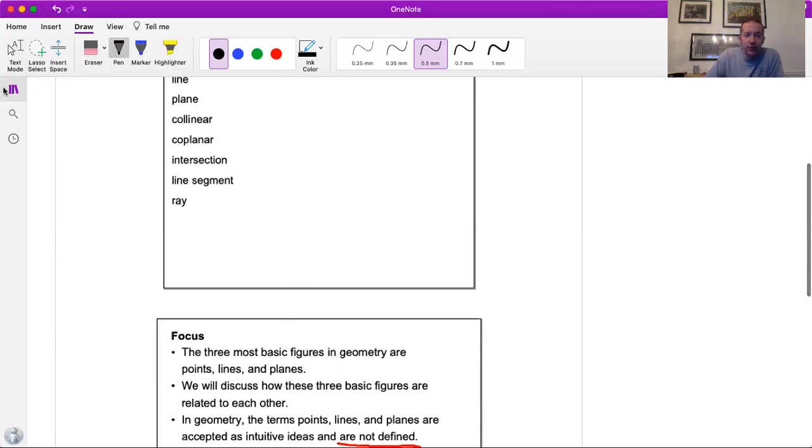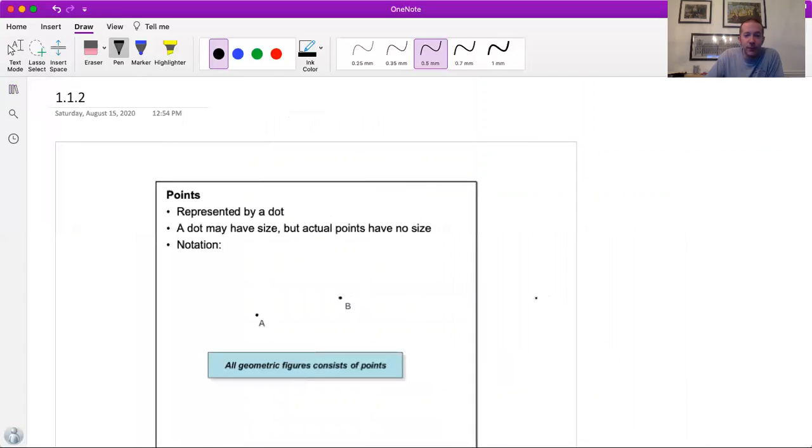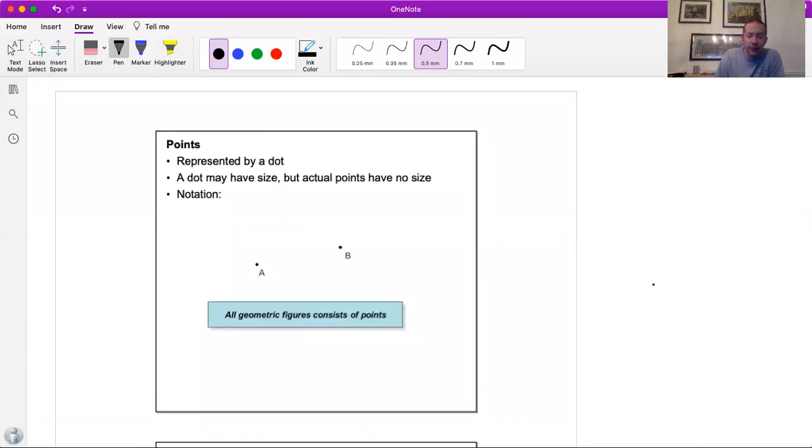So, like I said, not much to write down on this first page, which is good for you. So a point, it's just a dot. You can think of it like a dot. We draw them like this: here's point A and there's point B. The notation means how do we label them, and you label them with one single capital letter. In this case, it's A and B. P is used a lot, probably because the word point starts with P, but it doesn't really matter.